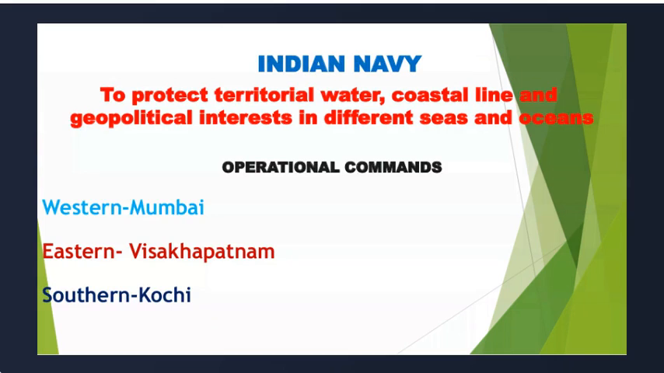Similarly, to protect territorial water, coastal line, and geopolitical interest in different seas and oceans, our Indian Navy is working. All these headquarters are located at New Delhi, but operational commands are spread over the country, right? So there are three operational commands: Western at Mumbai, Eastern at Visakhapatnam, Southern at Kochi, that is Cochin. At each command, one vice admiral will be the commander in charge.